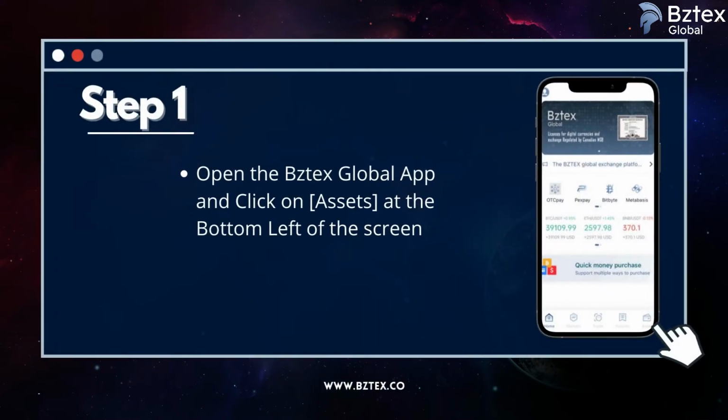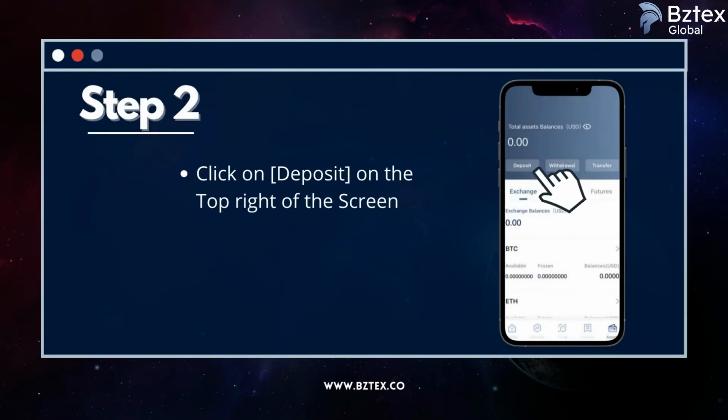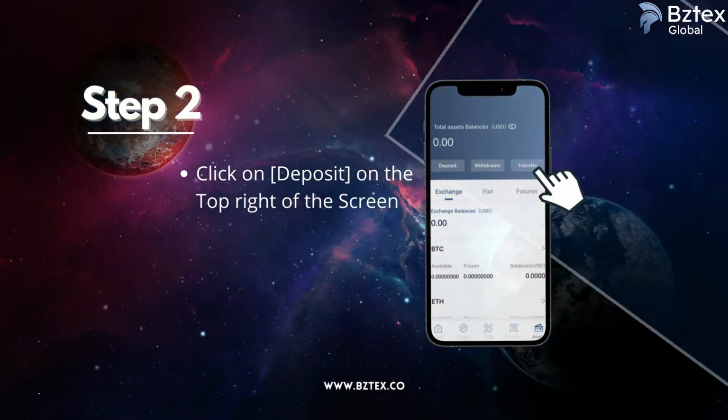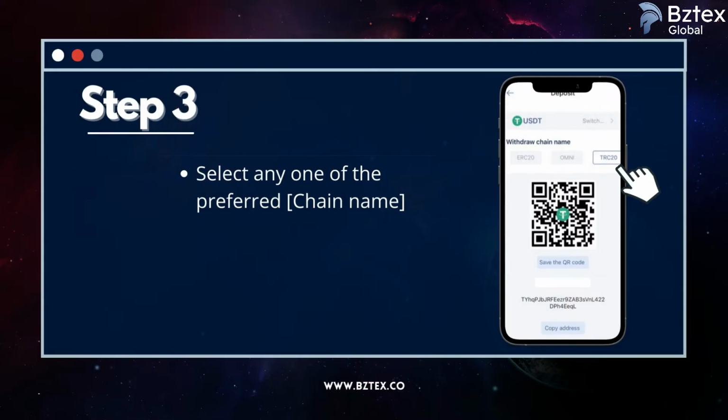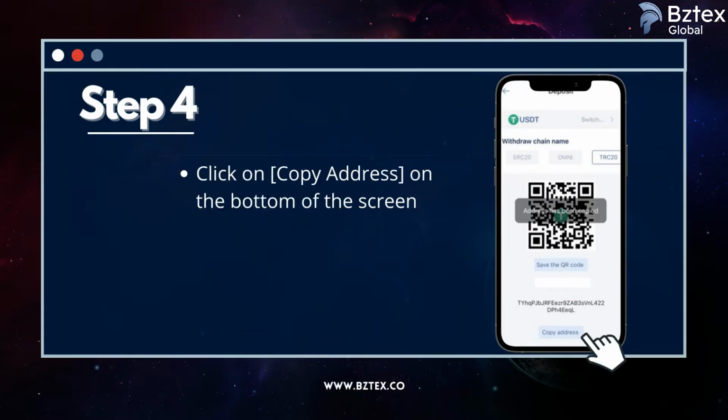Open the Bztex Global App and click on Assets. Click on Deposit. Select any one of the preferred chain name. Click on Copy Address.